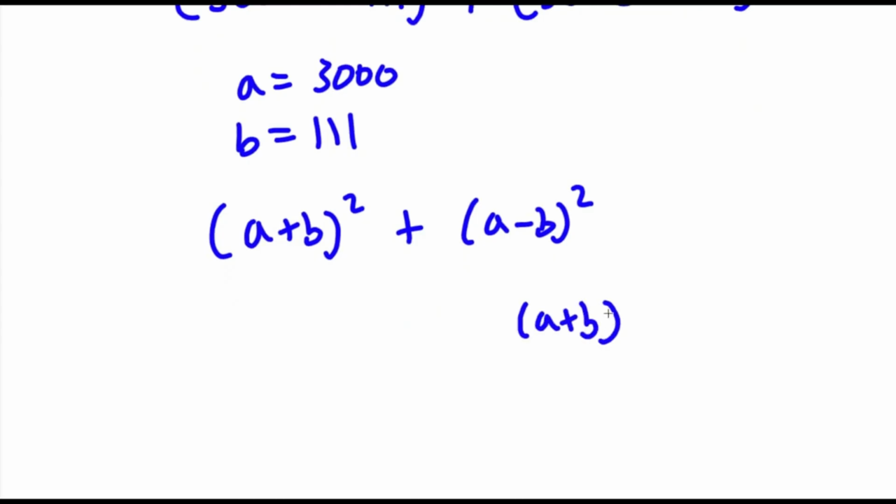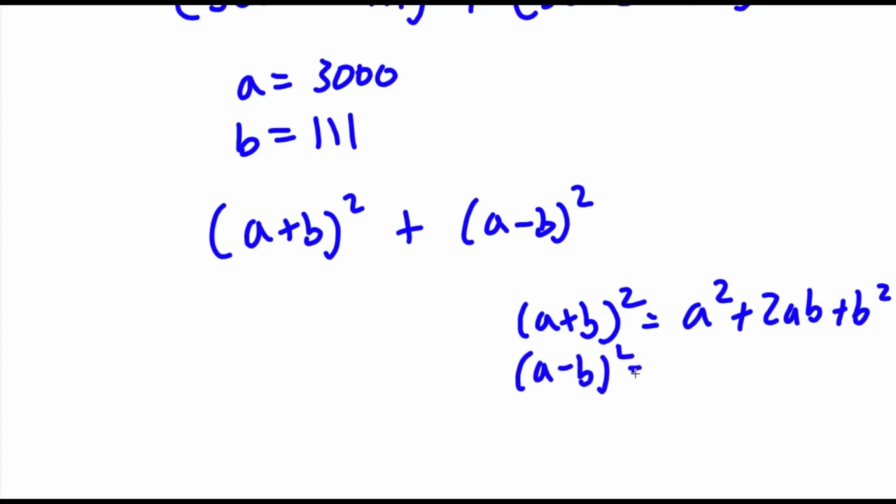Now (A + B) squared is equal to A squared plus 2AB plus B squared. And (A − B) squared is equal to A squared minus 2AB plus B squared.